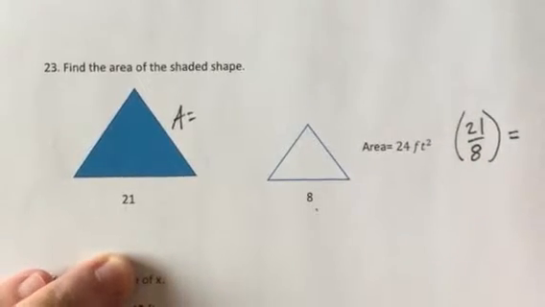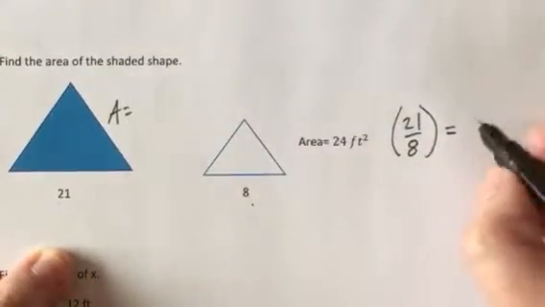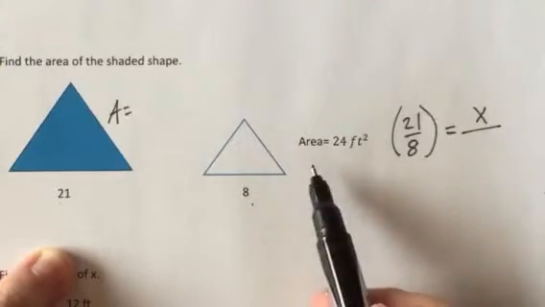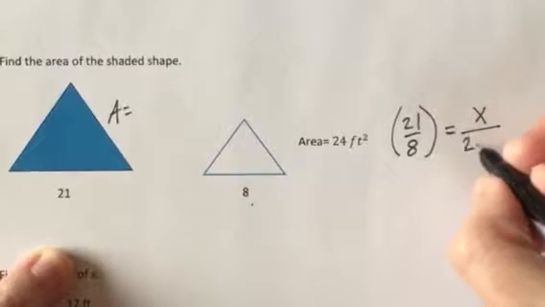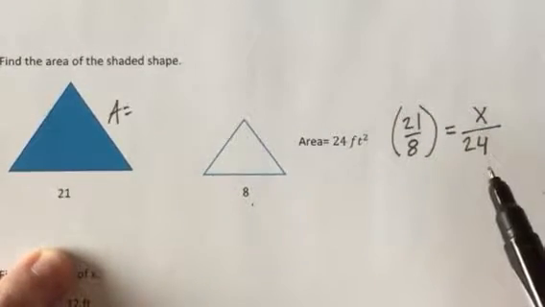Is equal to, since I put 21 on the top, then I'm going to put the area on the top of the unknown thing. I'll call that x. And on the bottom, I put the area of the shape that has the 8 for one of its sides, so 24.